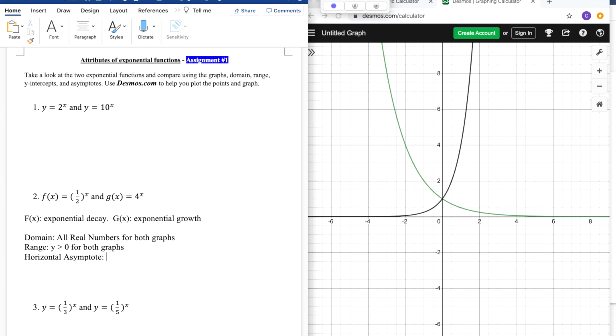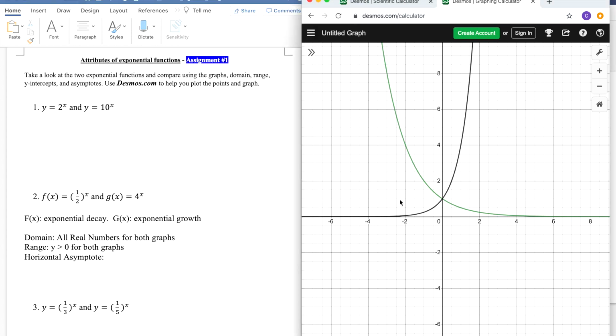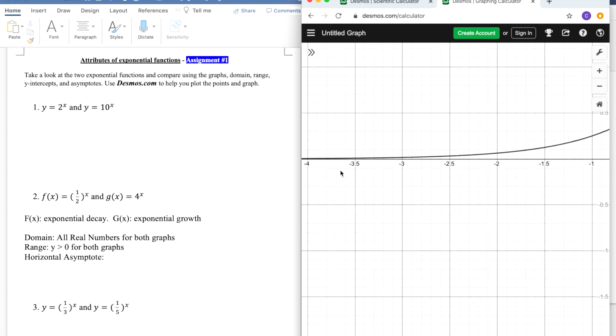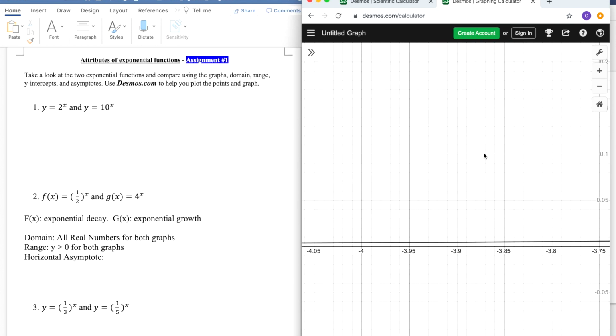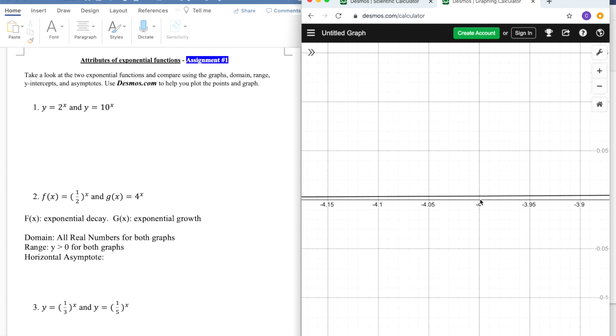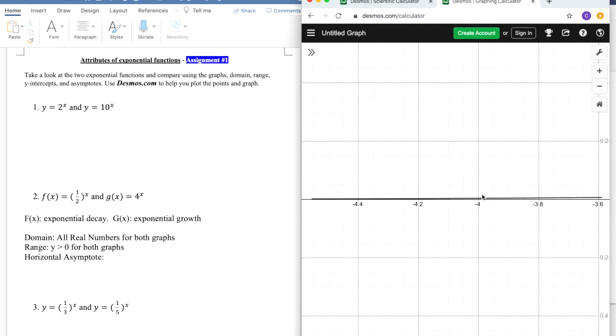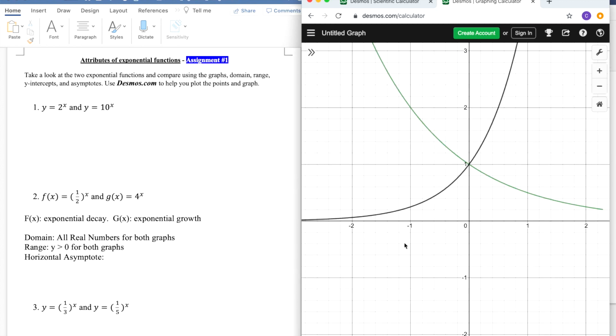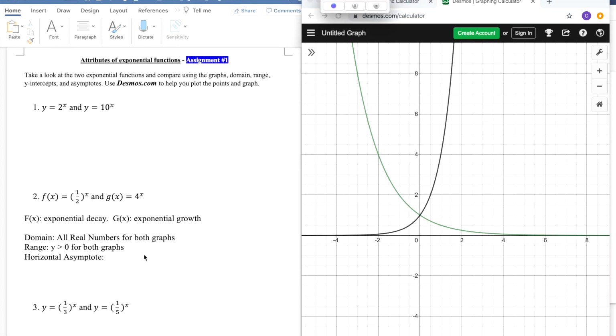Next, they want the horizontal asymptote. Same thing. If you refer back to the first page, you'll see it. But also if you look at the graph, our two functions will not cross the x-axis. And like I had shown you guys before, zoomed in, our graphs will never actually touch 0, or the x-axis. That's because our horizontal asymptote is there. So our horizontal asymptote is at y equals 0 for both graphs.